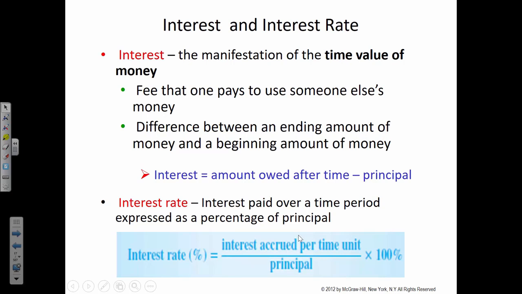And the most common time unit would be a 1-year period. Interest rates are very often expressed in terms of an annual percentage rate. And then you divide that as a fraction of the original investment amount, the principal, and multiply it by 100, and that's interest rate.